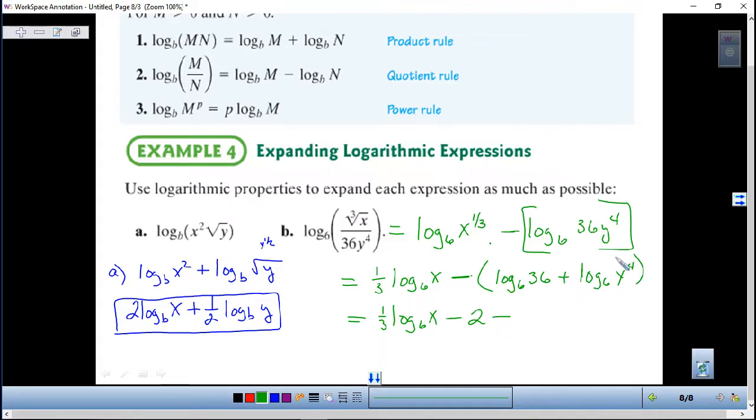And what do I have to do here? All I have left is to do the power rule, which moves that 4 out front. And we have log base 6 of y. And then we're finished there. So we have no powers, we have no products in logs, we have no quotients in logs. And once we've got to that point, we've simplified it as much as possible.